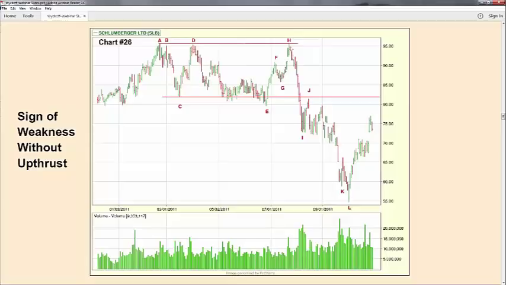Remember when, in the last slide, I talked about the needs to go and go now situation? Instead, at point H, Schlumberger ran into supply. It was not able to penetrate the resistance at point H. When this happens, it has to happen fast. Schlumberger needed to strongly go through point H quickly and definitively if we were going to have a significant move for the upside. It didn't do that. Instead, it reacted.